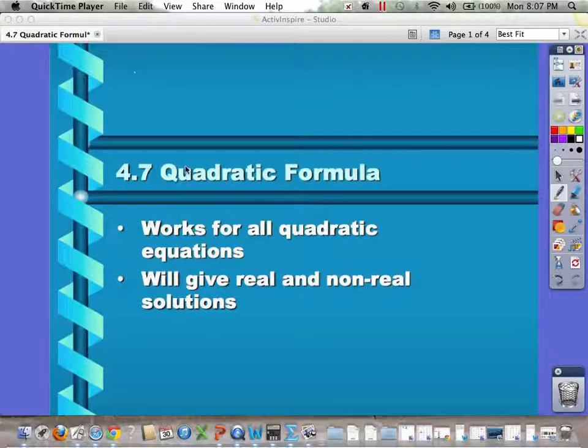So be really efficient with this, and they give you the formula on the standardized test, so you don't have to memorize it, though it's really easy to memorize. You may need it for SAT or ACT, but it's something that's easy to use. You just plug into a formula. Okay, so let's get started.